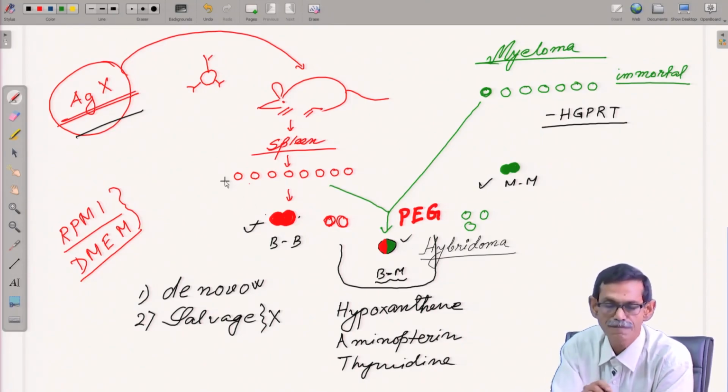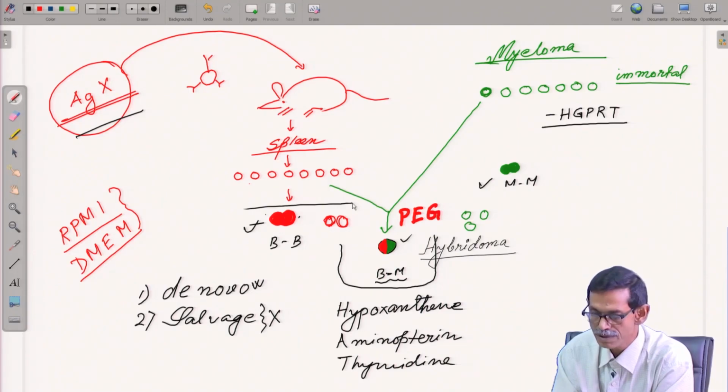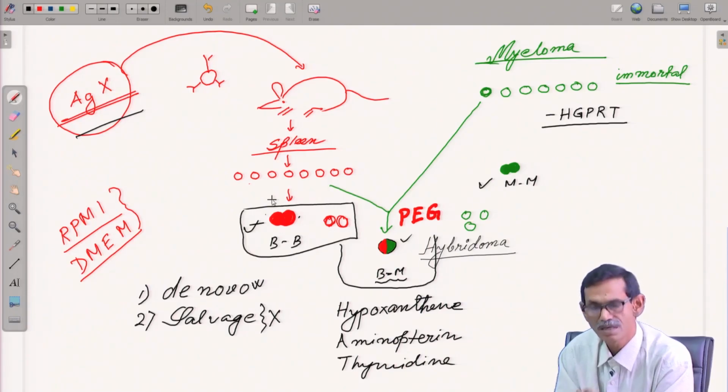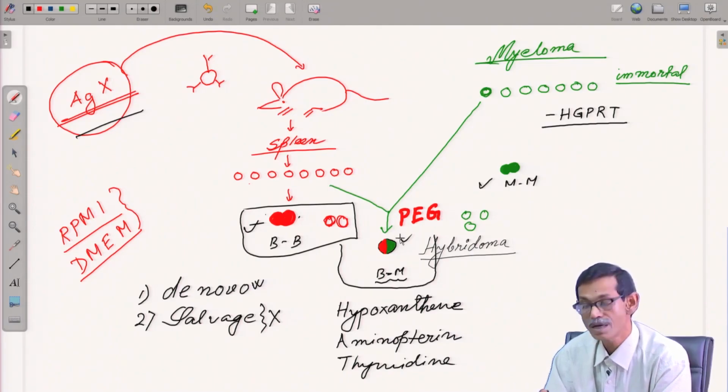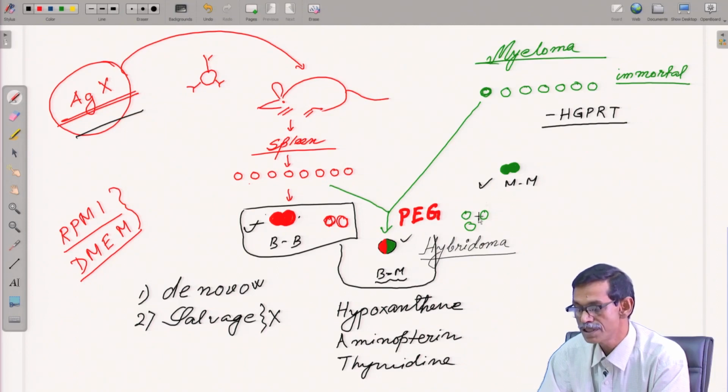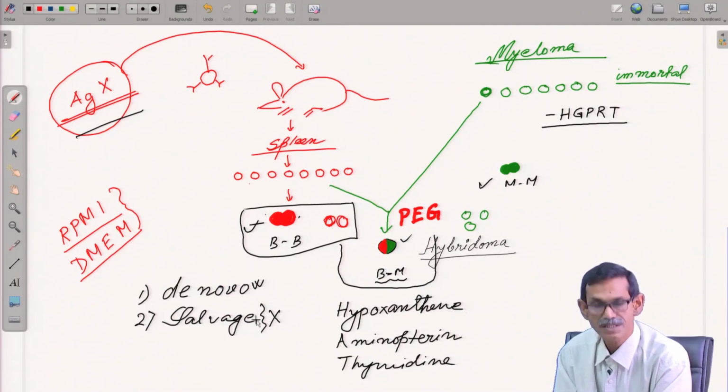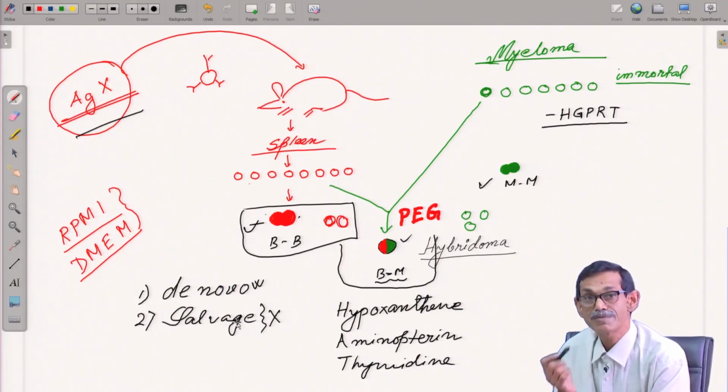So, this fused B cell or unfused B cell will die, but both the myeloma and myeloma fused and hybridoma, all 3 will survive, but these 2 do not have HGPRT. So, they cannot use this hypoxanthine or salvage pathway, but we have to stop the de novo pathway, so that they cannot synthesize their nucleotides at all.